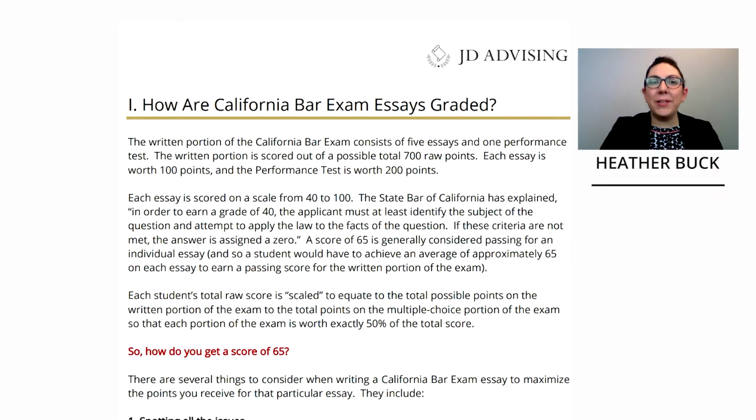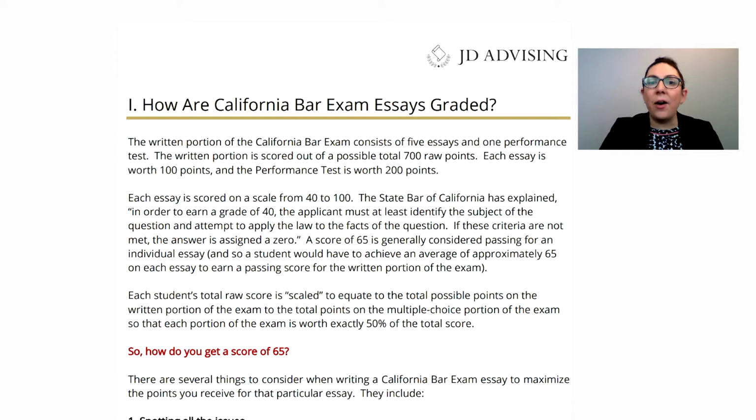In this video, we're going to discuss how California bar exam essays are graded. The written portion of the California bar exam consists of 5 essays and 1 performance test. There is a possible 700 raw points available for the written portion of the exam. That breaks down to 100 raw points per essay question and 200 raw points for the performance test.